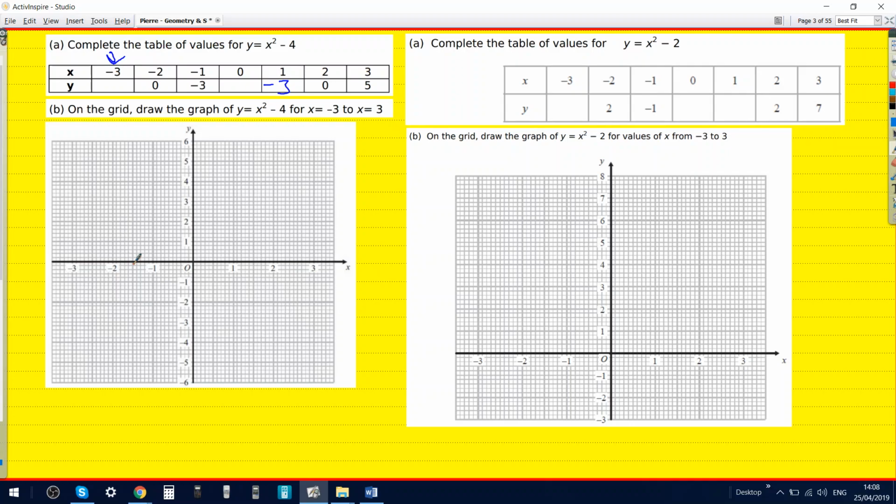Okay, so this is going to be -3 times -3, which is 9. It's a positive 9 because there's 2 minuses. So positive 9 take away 4, which is 5. Well done. So that one is 5. What type of graph will you get for this one, do you know?